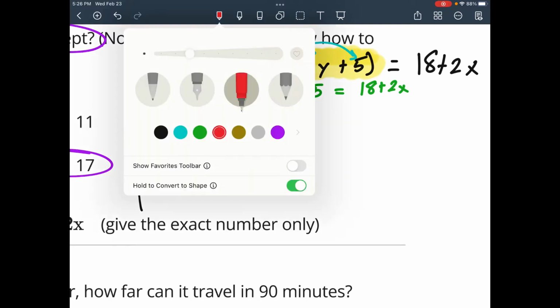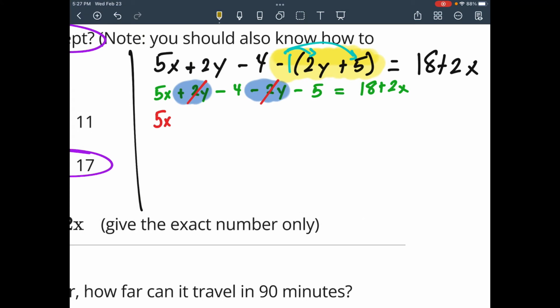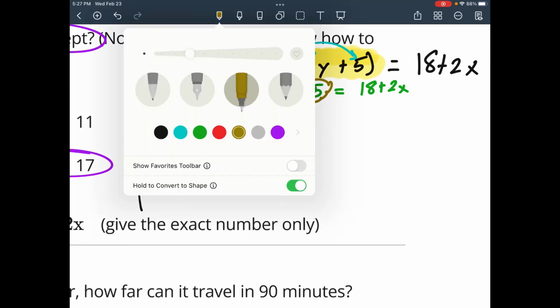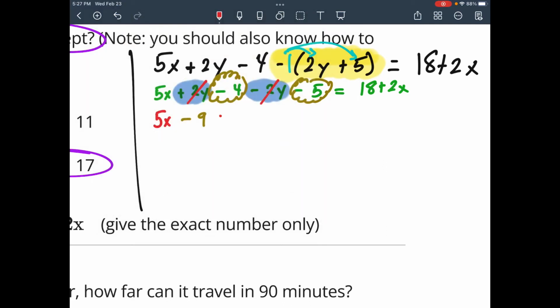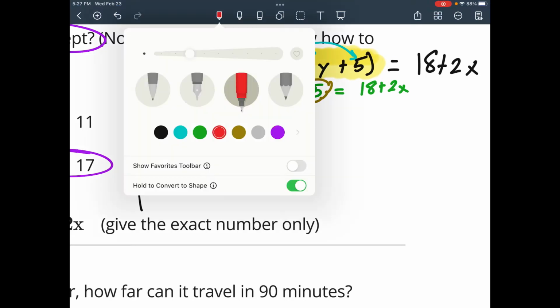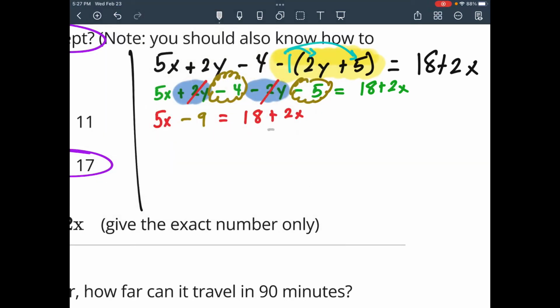And then if you notice real quick, again, we have negative 4 minus 5. Well, negative 4 minus 5 is negative 9. And then that equals 18 plus 2x. Remember, I like numbers with numbers and letters with letters. So I'm going to move all my letters to the left. So subtract my 2x.